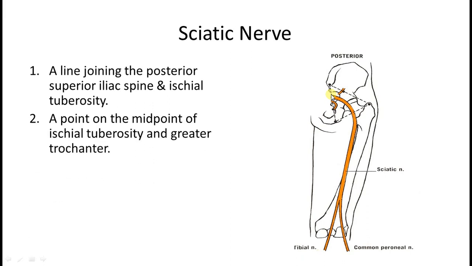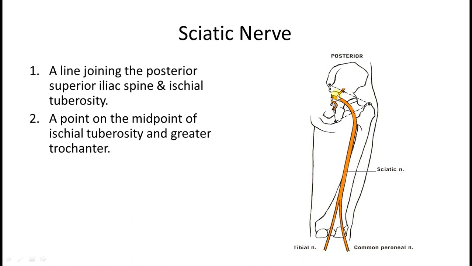Then you take a midpoint between the ischial tuberosity and the greater trochanter. The midpoint of this line, you make a point here. So the first point is the middle of the posterior superior iliac spine and ischial tuberosity. The second is the midpoint of a line joining the ischial tuberosity and the greater trochanter. The first point and second point you connect by a line, then naturally what you get is the sciatic nerve.